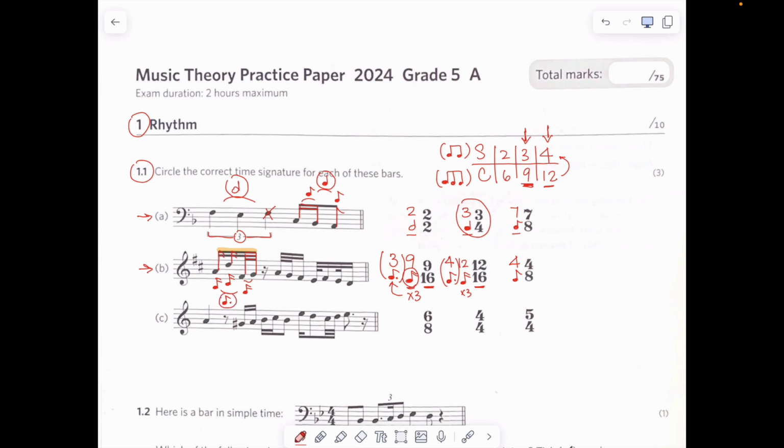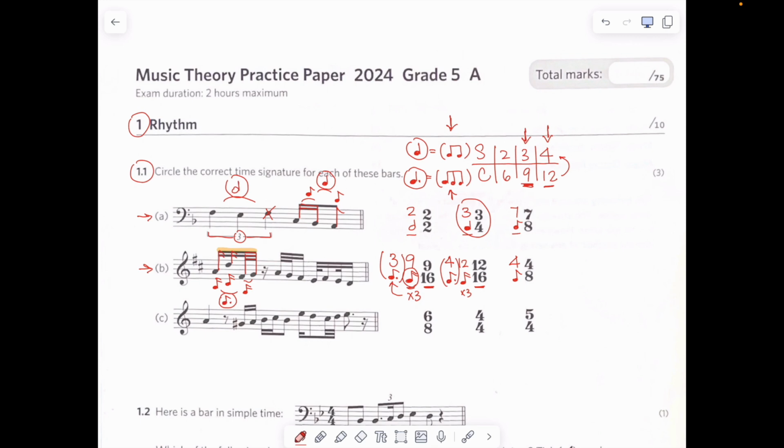Now it's giving you a clue whether it's simple time or compound time already, because it looks like we are having a dotted beat, right? And a dotted beat is telling us that it is compound time. Now go back to this chart here. If you have, let's say, 2 quavers, you will have a crotchet. That's your main beat, right? But if you have 3 quavers, that will give you a dotted crotchet. So the dotted beat will be your main beat in compound time.